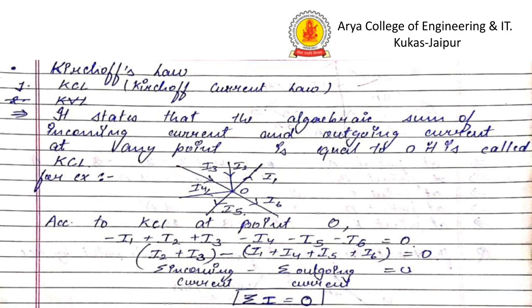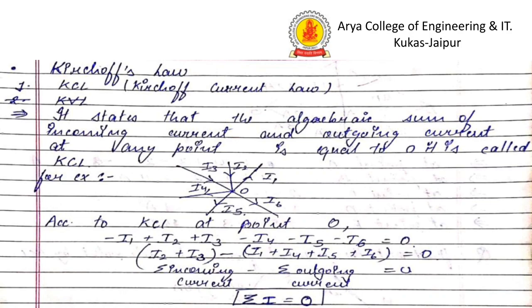First, we are discussing Kirchhoff's laws. Kirchhoff's laws are basically of two types: KVL and KCL. KCL means Kirchhoff's current law. It states that the algebraic sum of currents at a node, incoming current equal to outgoing current, is always zero.